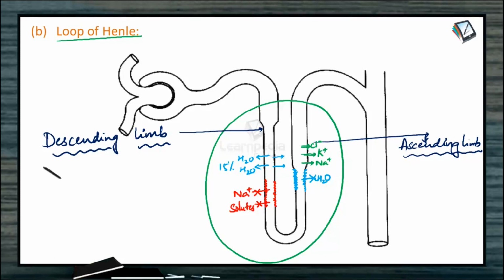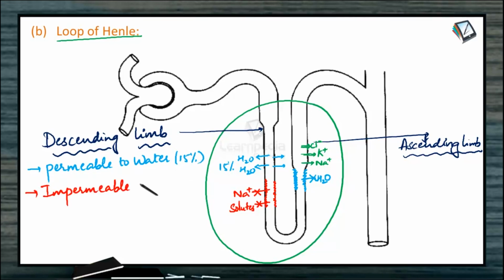So descending limb is permeable to water and 15% of water is reabsorbed by osmosis. It is impermeable to sodium ions and other solutes.